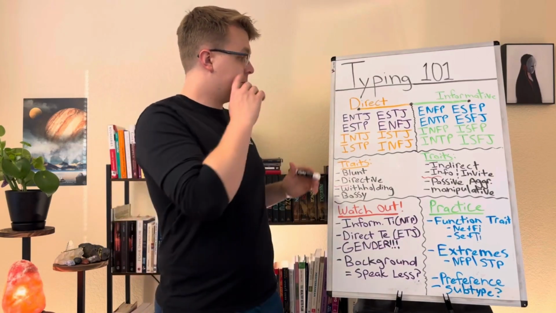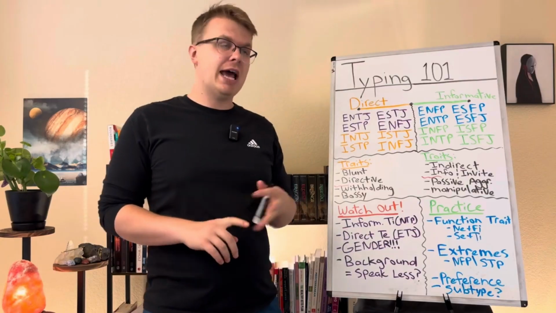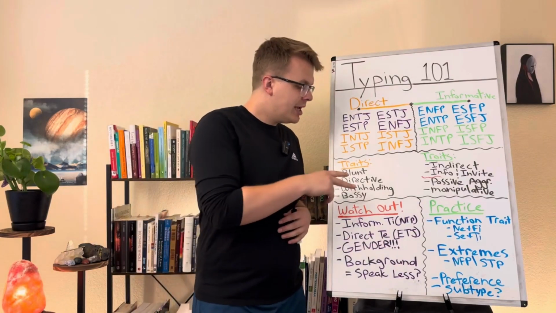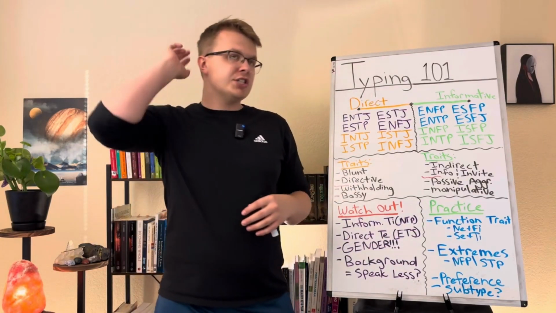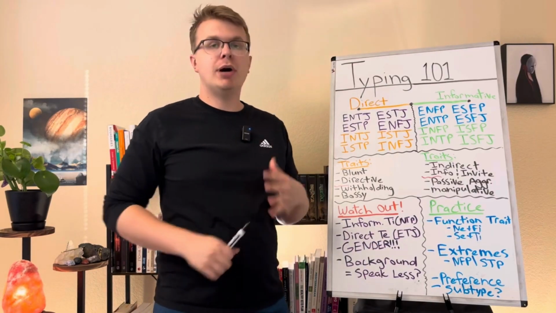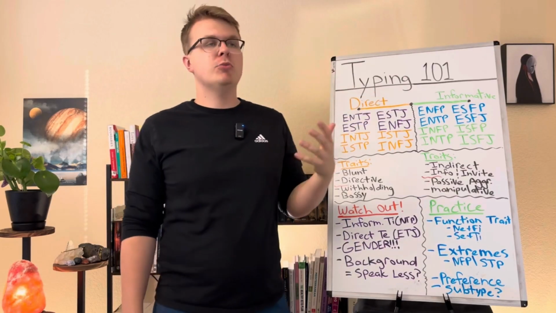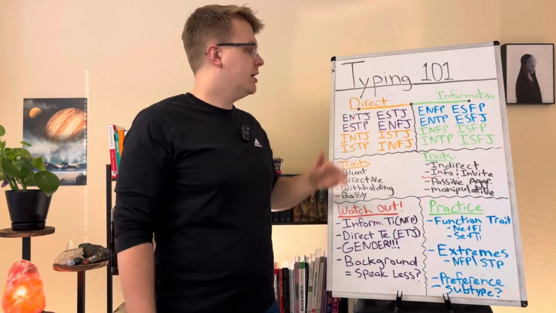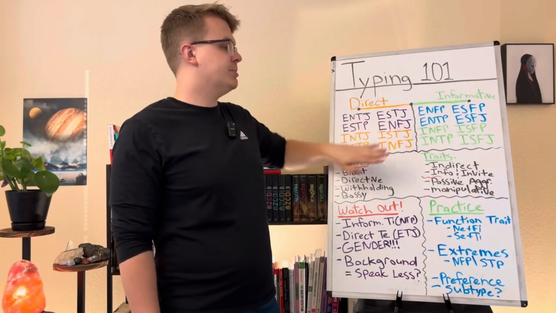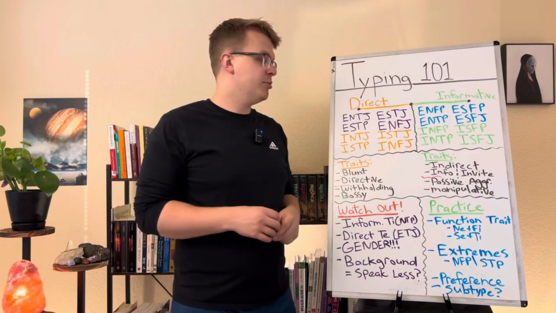So the direct types, these 8 types, are a little more blunt, a little more directive, as they are direct in their communication, and when seen in a negative light, they are often perceived as withholding or bossy. Now, I'd say the introverted direct types are a little more likely to be seen as withholding, and the extroverted direct types are seen more as bossy by other people.